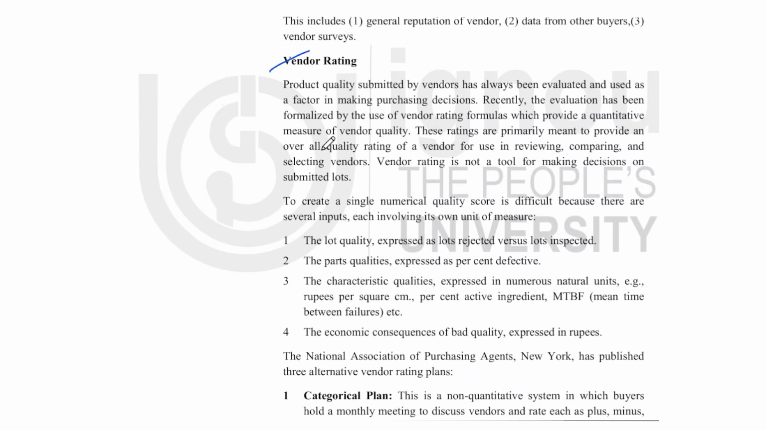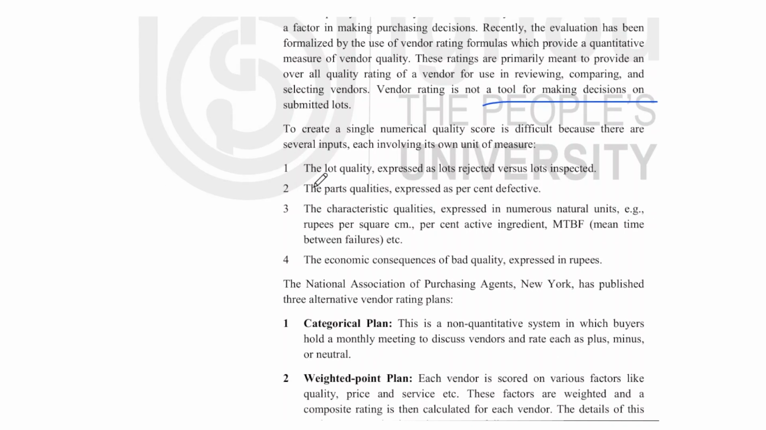The product quality submitted by a vendor has always been evaluated and used as a factor in making purchasing decisions. Recently the evaluation has been formalized by the use of a vendor rating formula, which provides a quantitative measure of vendor quality. These ratings are primarily meant to provide an overall quality rating of a vendor for use in reviewing, comparing, and selecting vendors. And vendor rating is not a tool for making decisions on submitting lots.